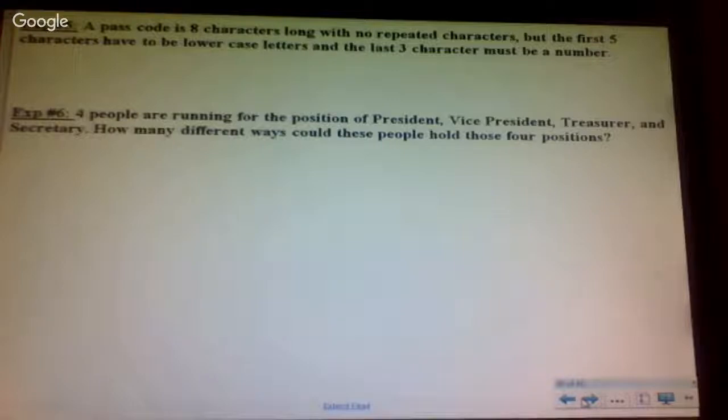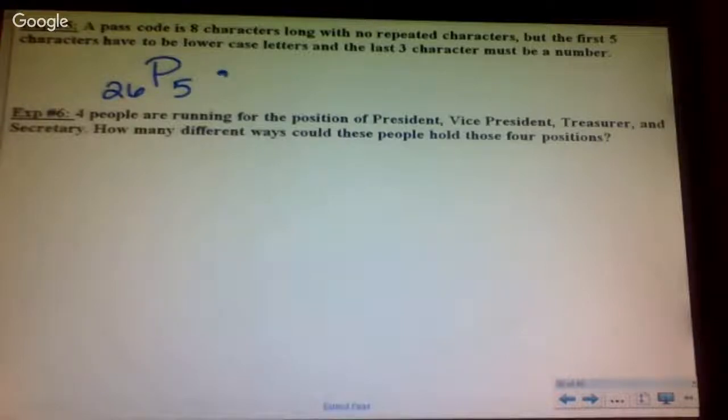A passcode is 8 characters long with no repeated characters, but the first 5 characters have to be lowercase, and the last 3 characters must be a number. So we take this into 2 different things. Okay, we need to talk about the first 5 characters being lowercase letters. How many lowercase letters do I have to choose from? 26. Permutate. What comes after that? 5. Okay, 5 of them have to be lowercase letters. So 26 permutate 5.